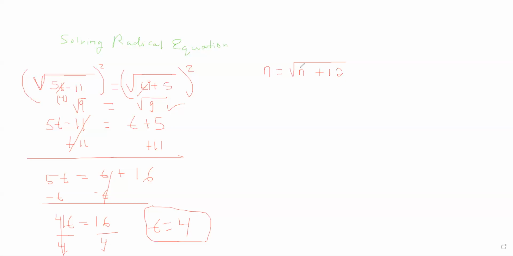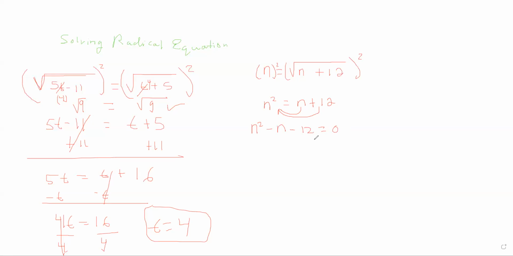So again, how are we going to solve this? We're going to square both sides, because we need to get rid of this radical here. So we're going to have n squared equals n plus 12. Now, how do we solve this? Check this out. We bring over the n to this side, so we get negative n, and we bring over the 12 to the other side, so we get negative 12, equals 0.